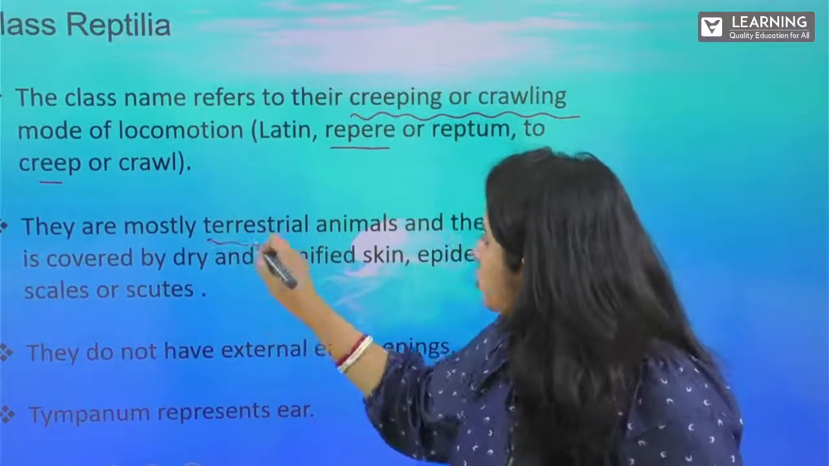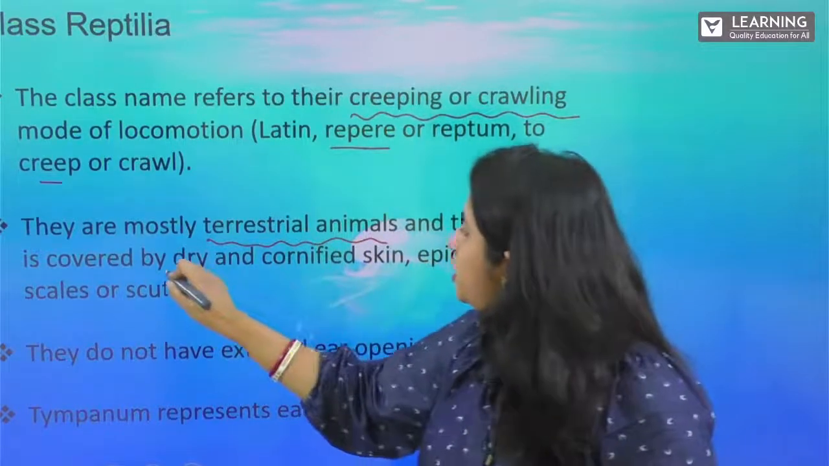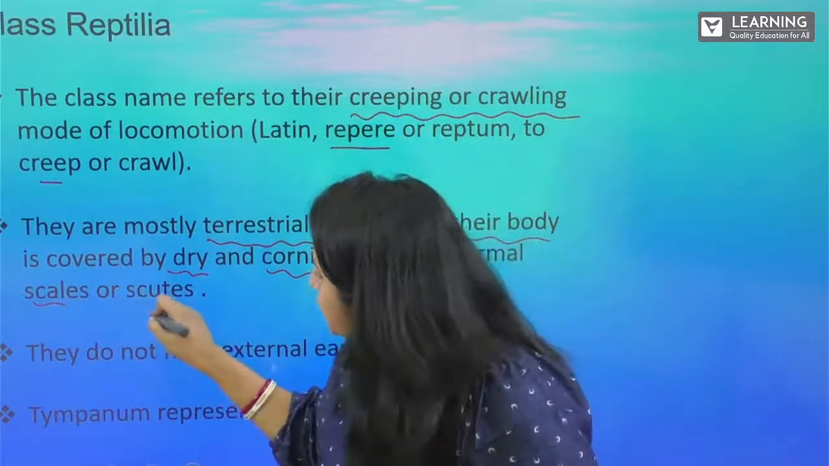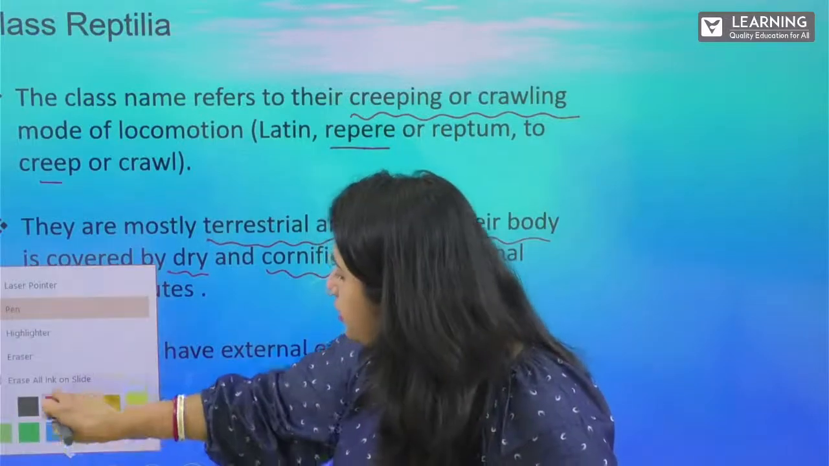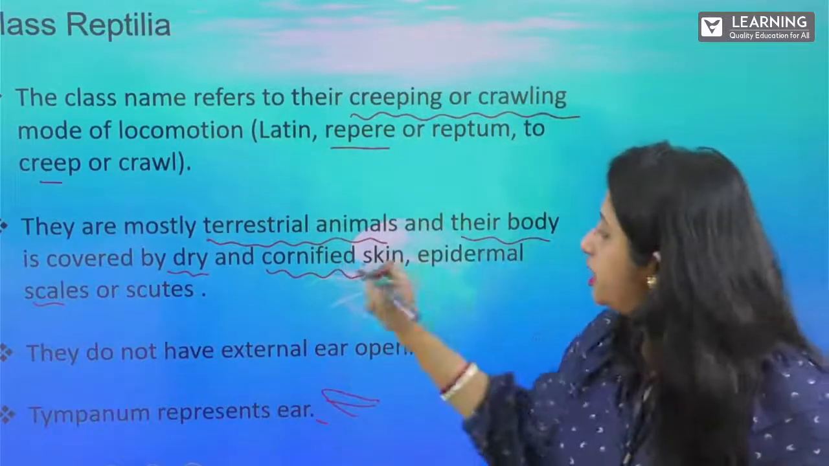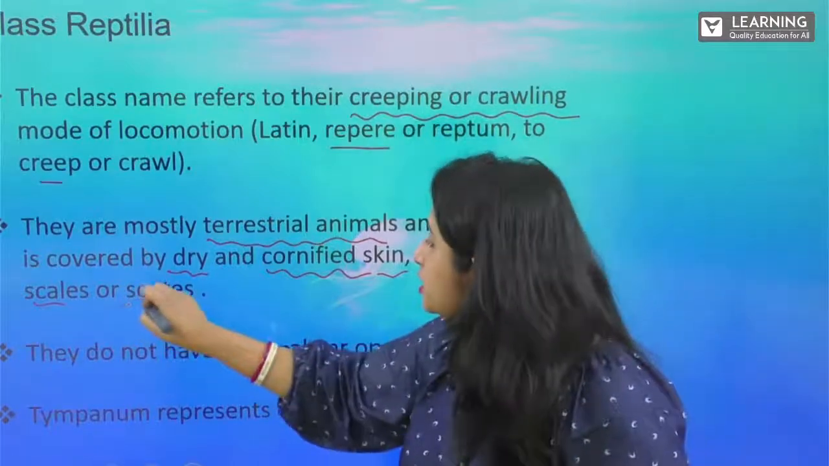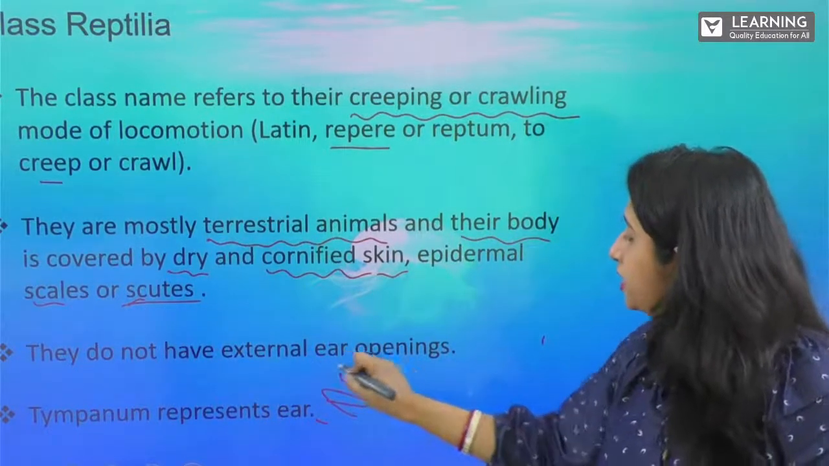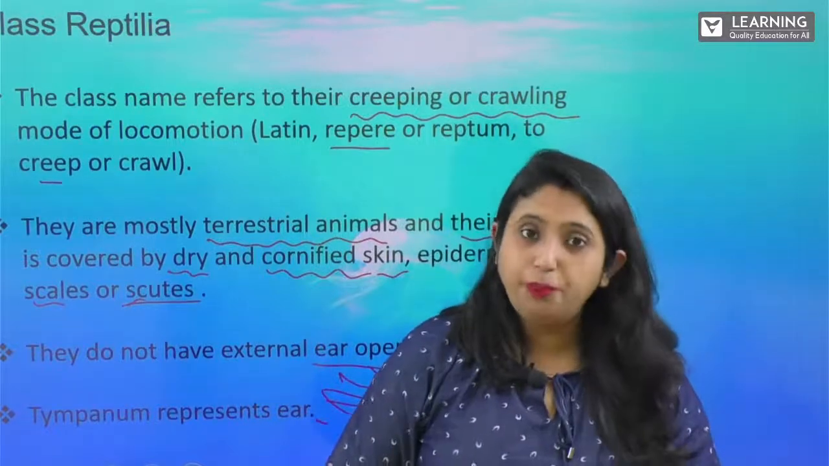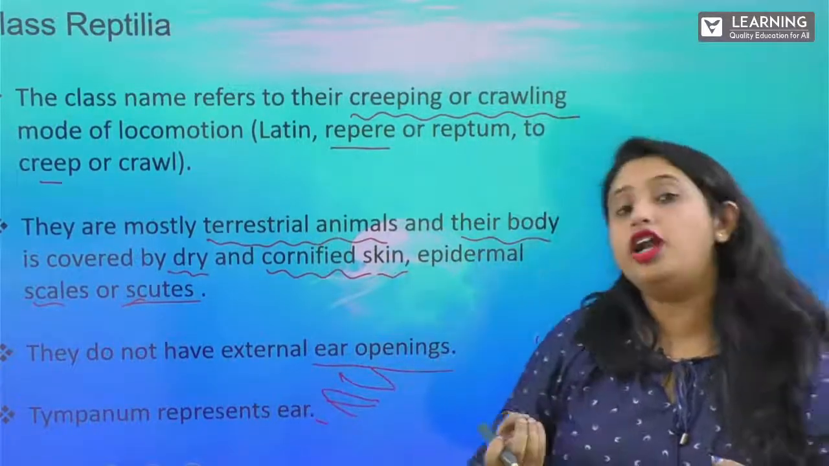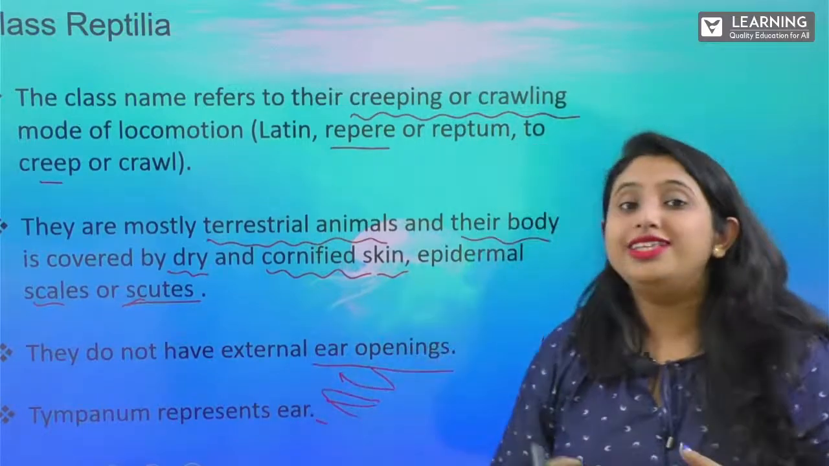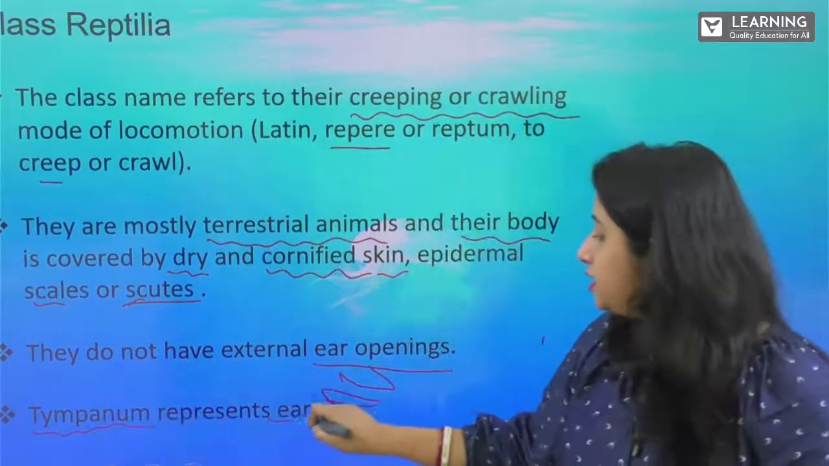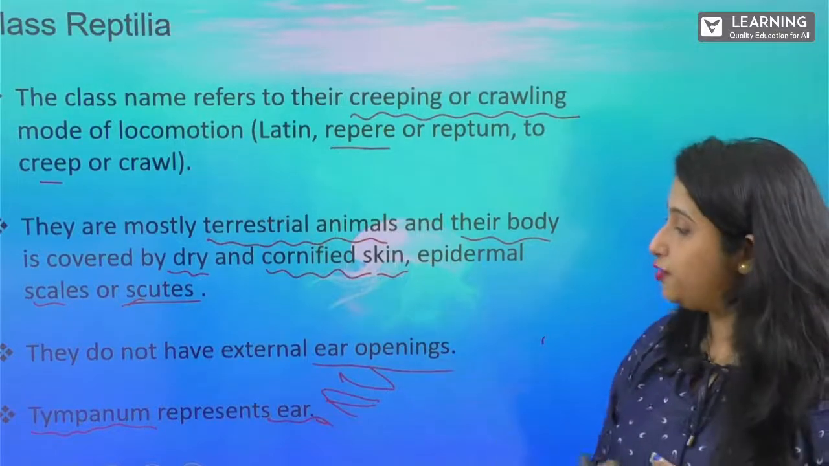Next, they are mostly terrestrial animals and their body is covered by dry and cornified skin, epidermal scales or scutes. So their body is covered with cornified skin, that is called scutes. They do not have an external ear opening. In them also, they do not have pinnae like we have. Ears, they do not have. They only have the tympanum. This tympanum helps them in listening. So this tympanum represents the ear, as we have seen in frogs.